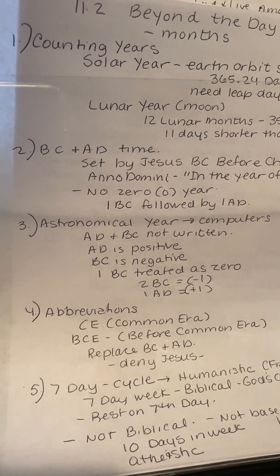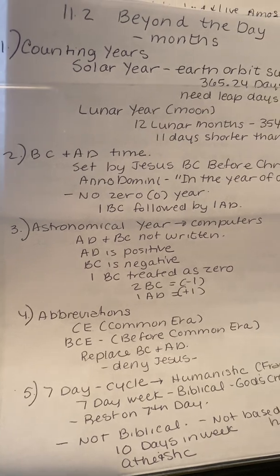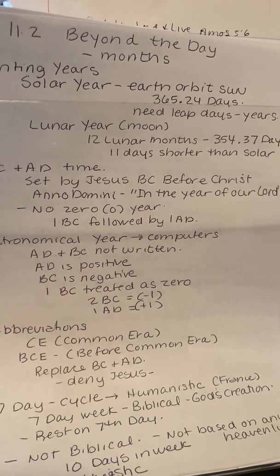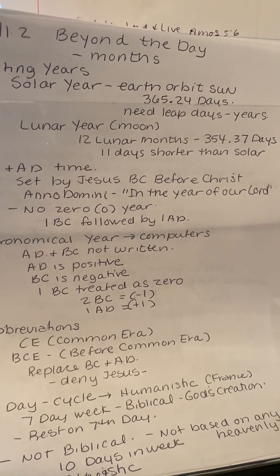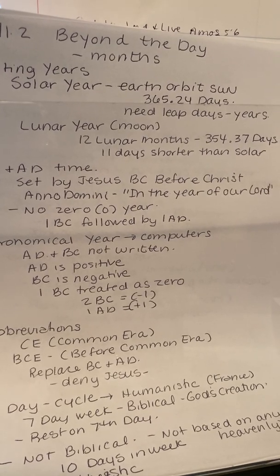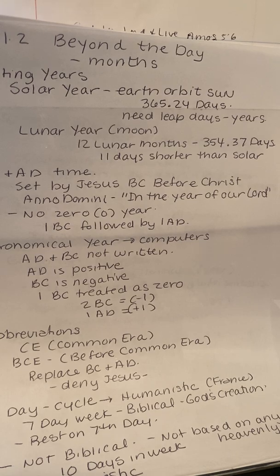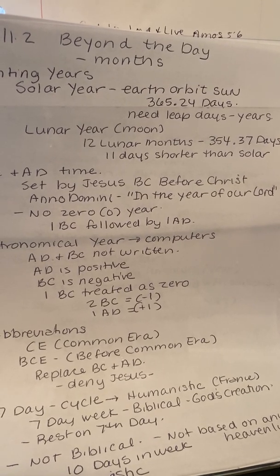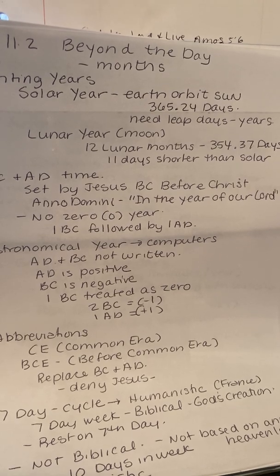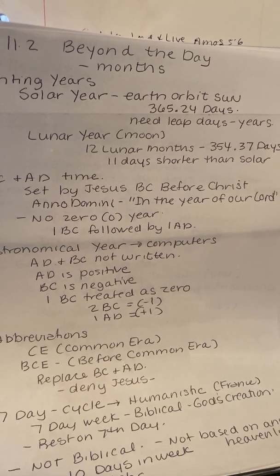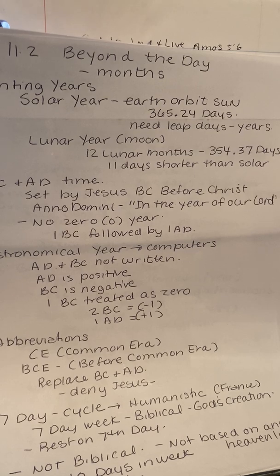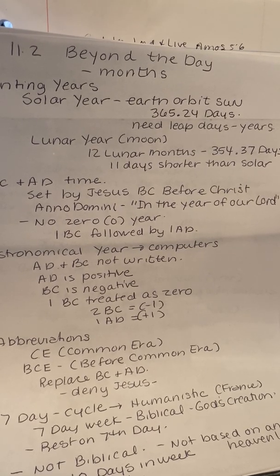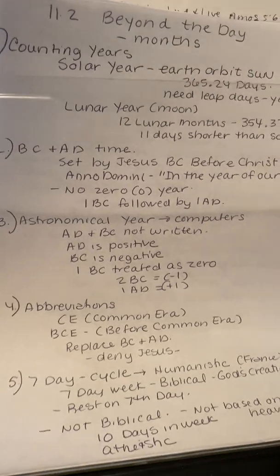So BC and AD, what does that mean? Well, we set that by actually Jesus Christ. BC means before Christ. Anno Domini means in the year of our Lord. That's AD. The thing about this type of calendar is that there's no 0 year. So 1 BC is just followed by 1 AD. It's almost like you skipped a whole year there. So that may be a problem.